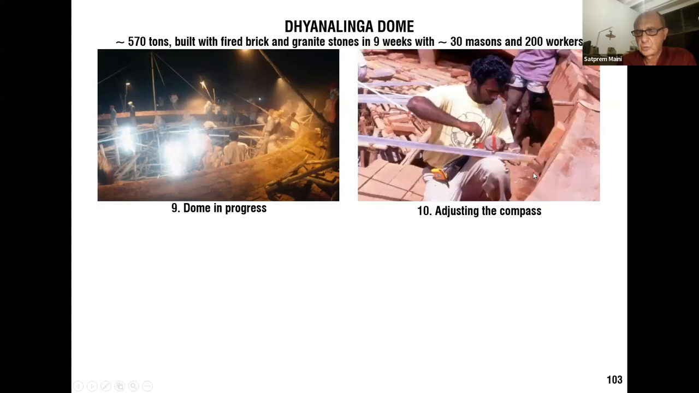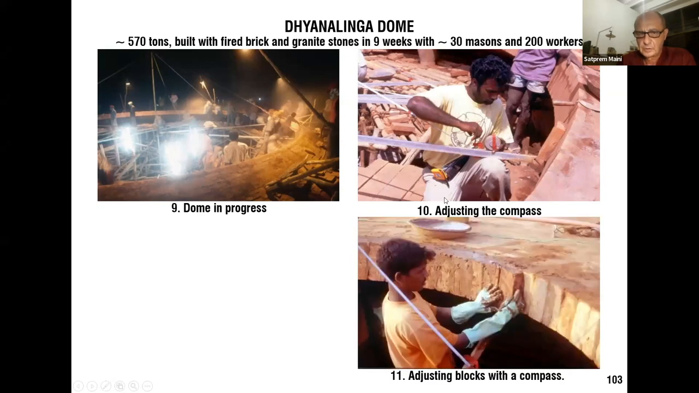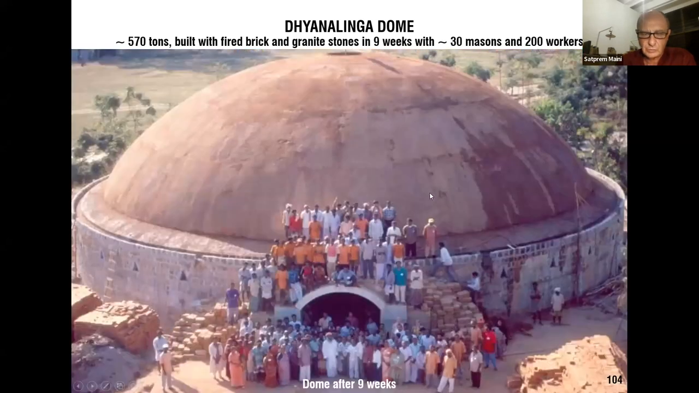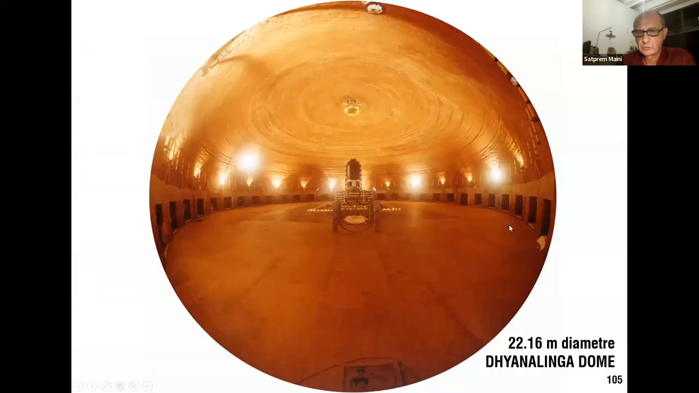At the end of the top, we measured with the compass, which was made of aluminium, linking the last blocks, and the dome near completion. Dome finished in 9 weeks. And in a few months, I will have to build a dome 1.5 times bigger than that, 33 meter diameter, but with CSEB this time. This was my condition. I would do it if I have it with CSEB. This will be built in Gujarat in the north of India. Inside the dome, after 9 weeks of work.